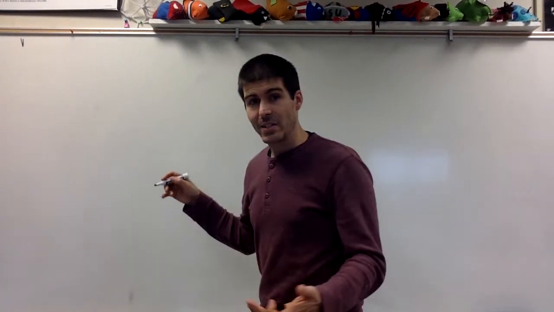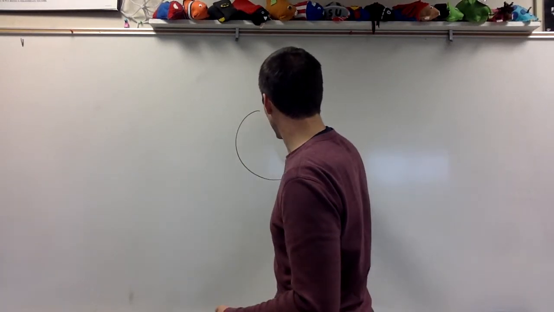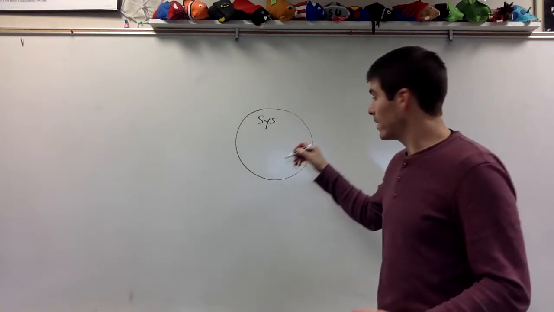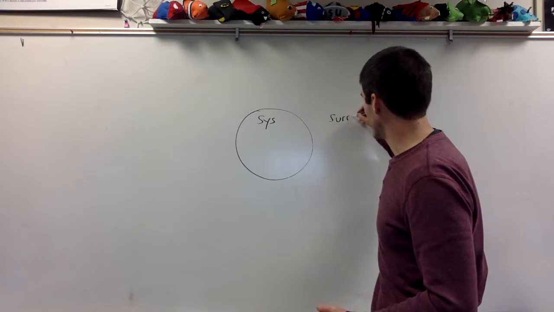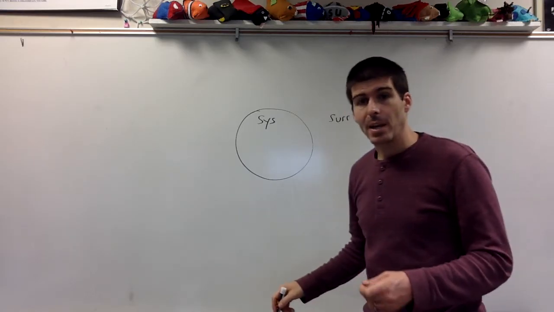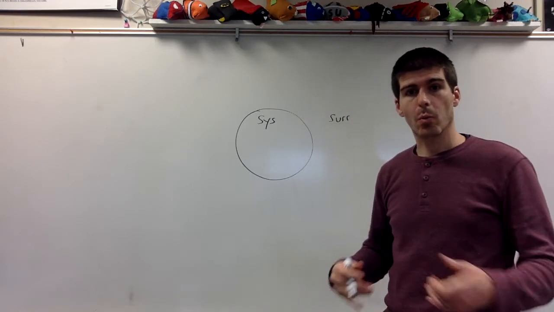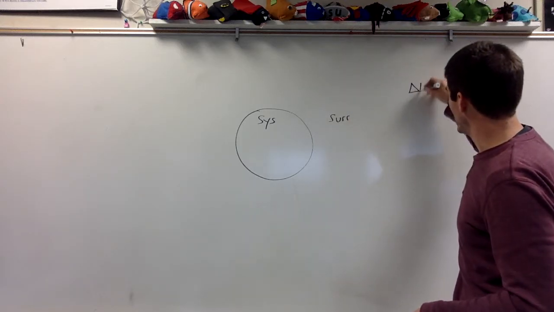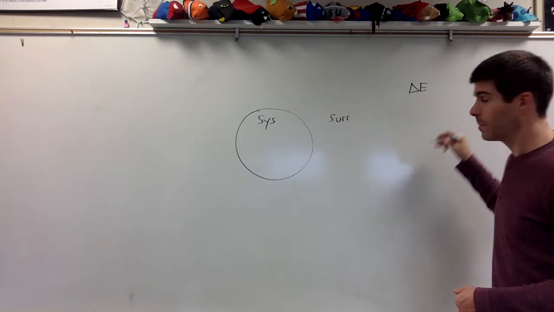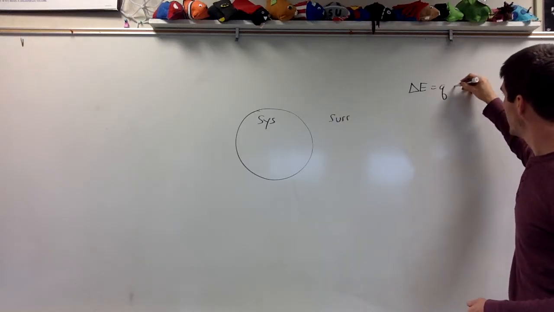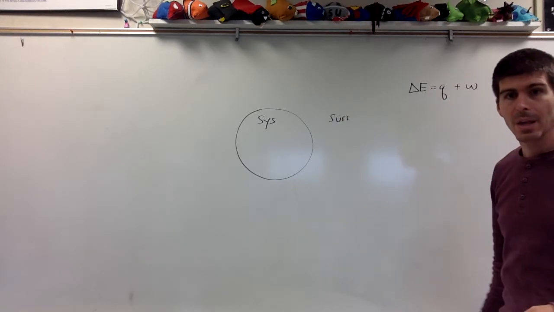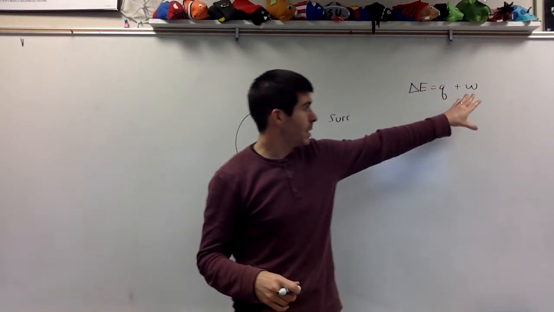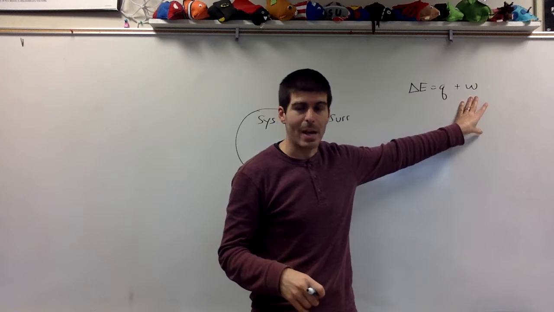So when we look at a system, we compare the energy going in and out of that system to the surroundings. And that can be in the form of heat or work energy. So we get this equation where we say the change in energy of this system is equal to heat plus work.